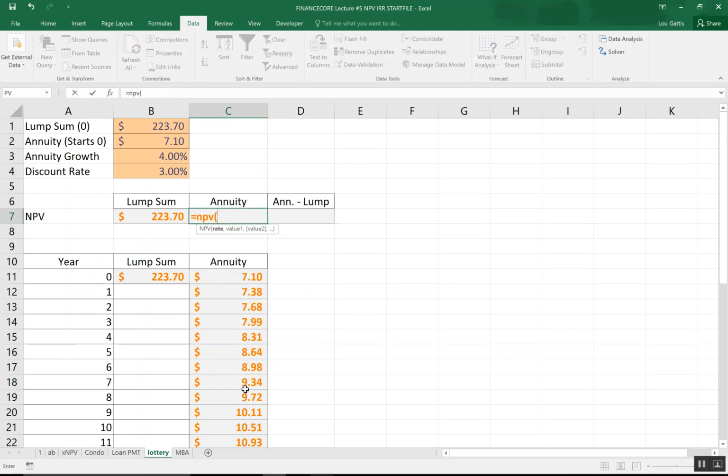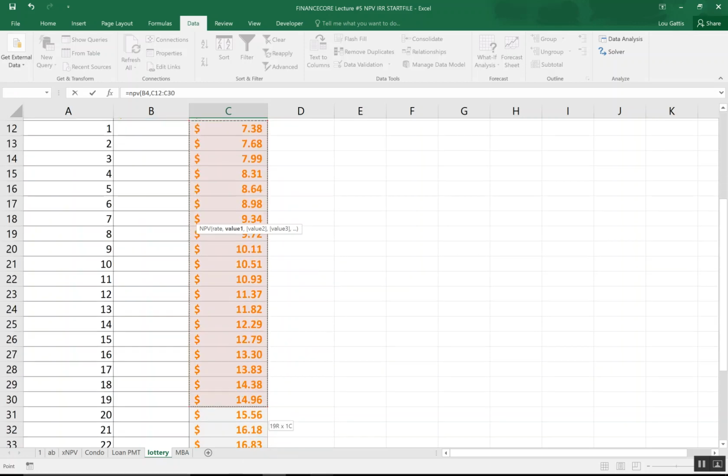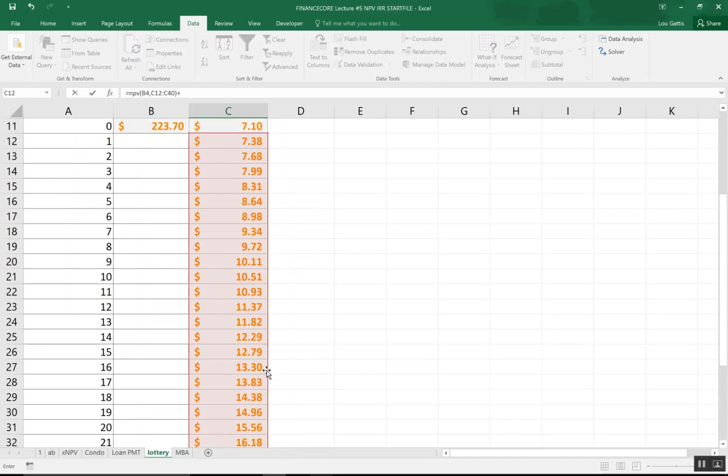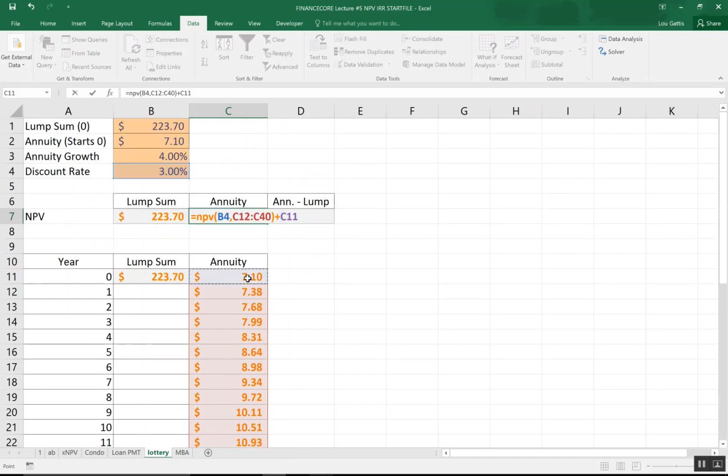And now we can calculate the NPV of this series of cash flows. But instead of discounting every cash flow, we just use our NPV function. Put in our rate, comma, all the future cash flows, and then we need to add back the initial cash flow. Anytime the first cash flow is today, we have to take that outside the NPV function.